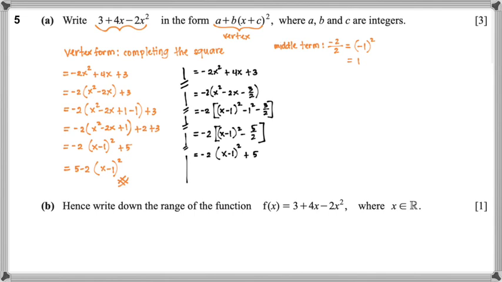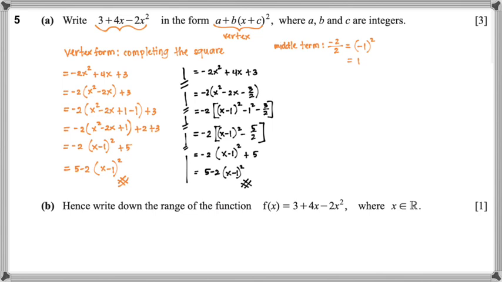Why is that? The 2 cancels out, and then we'll get 5 minus 2 multiplied by x minus 1 squared. Alright, so that's also another way on how we can find out the answer for letter A.